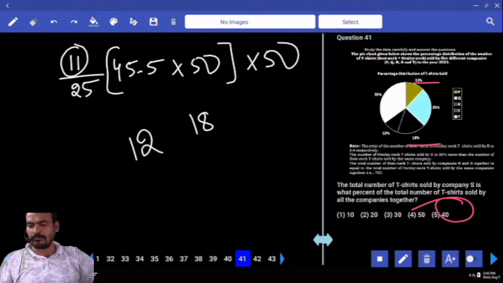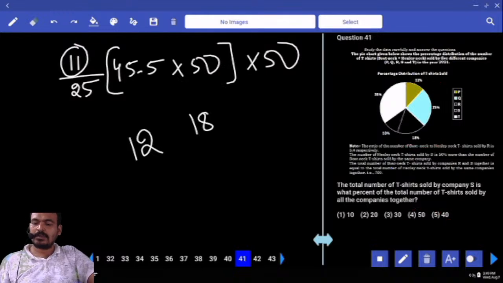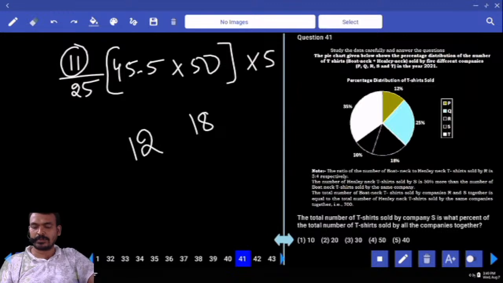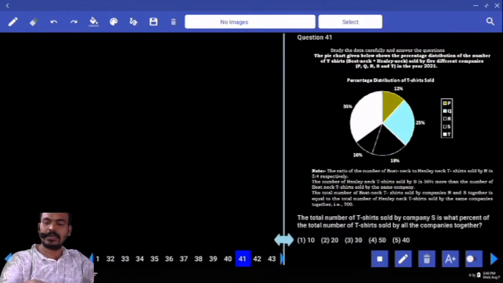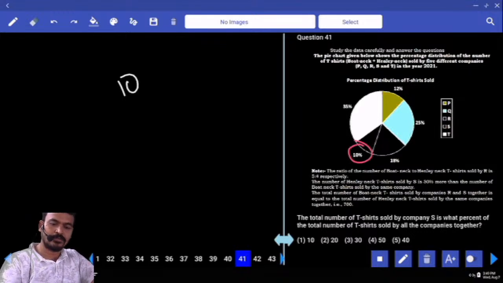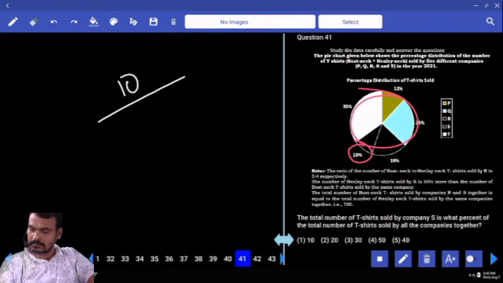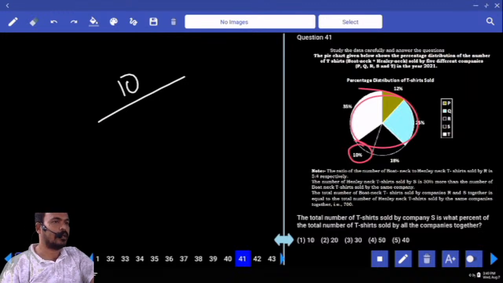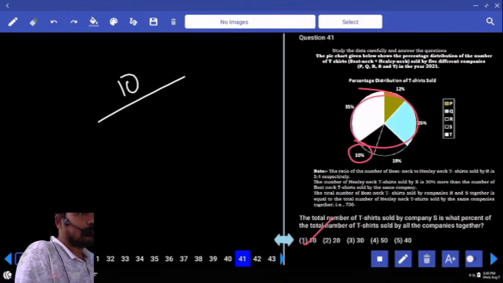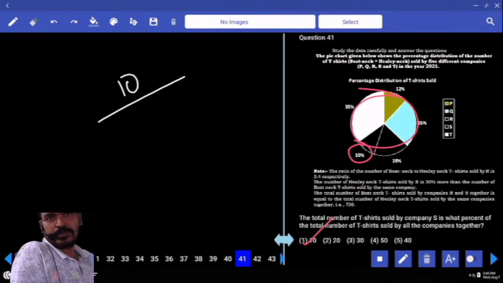Next, question number 41. The total number of t-shirts sold by company S is what percentage of the total number of t-shirts sold by all the companies? What is the S percentage? 10%. 10 out of the total, and the answer is 10%. The percentage is already given. Out of 100, 10 is how much percent? 10%.